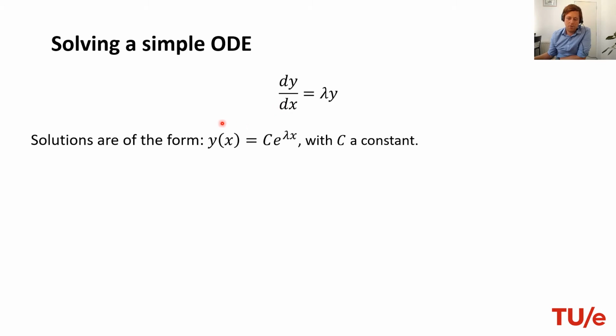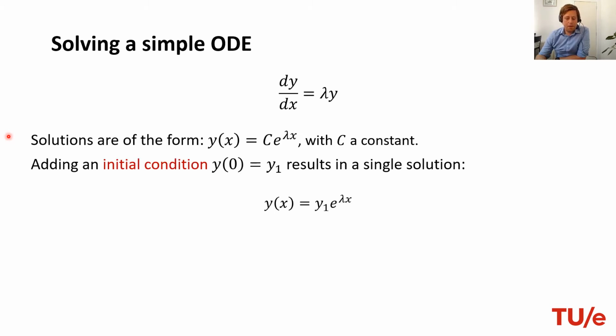So all solutions will be of this form. y of x is a constant times this exponential, where c is an undetermined constant at this point. So this characterizes an entire family of solutions to the ordinary differential equation.